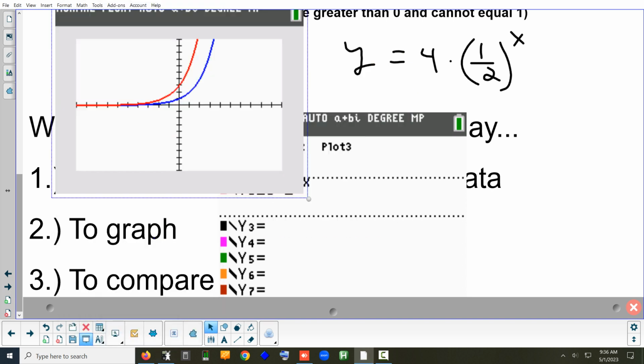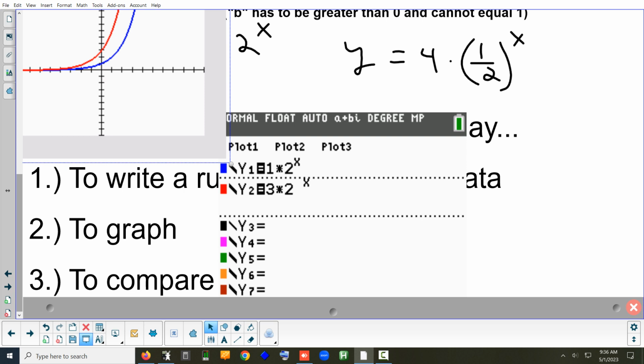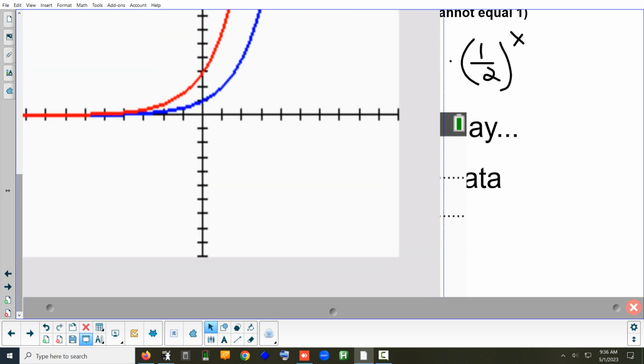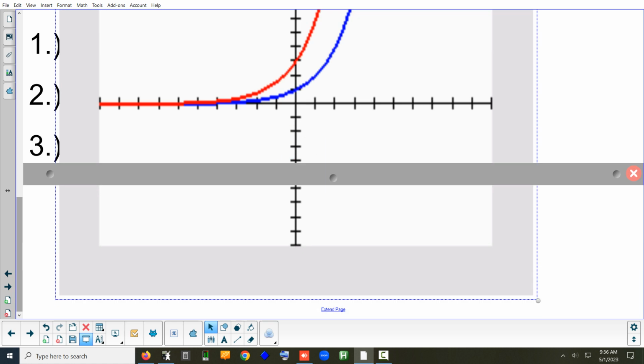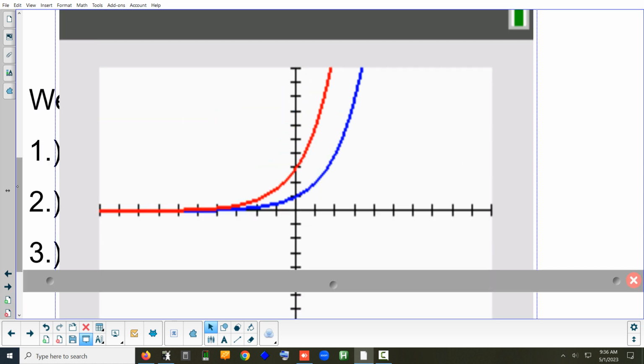But one thing you'll notice is, remember here, the a value is 3 on the red one. Now, look at that graph. Where does that red graph look like it crosses the y-axis? Around 2? You think it crosses right here, the red one? Oh, yeah, is that 3? Yeah, it crosses at 3.